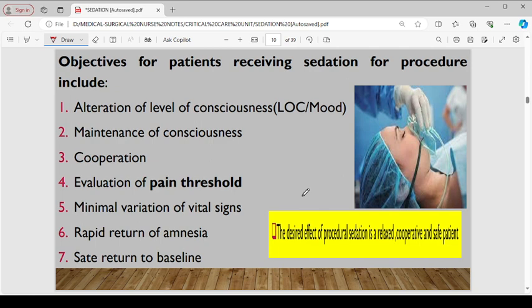General objectives for patients receiving sedation for a procedure include alteration of level of consciousness, maintenance of consciousness, maintaining and encouraging cooperation, evaluation of pain threshold, minimum variation, and rapid return of amnesia and return to baseline. Remember, the desired procedural sedation is a patient who is relaxed, cooperative, and safe. All right, guys.